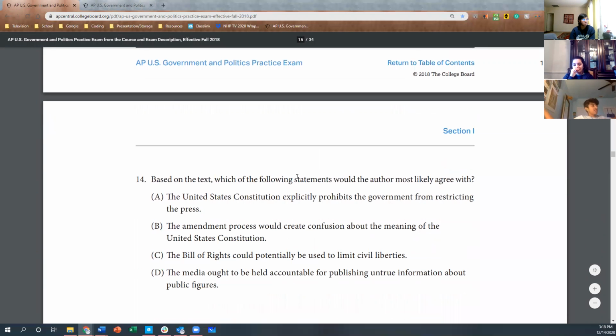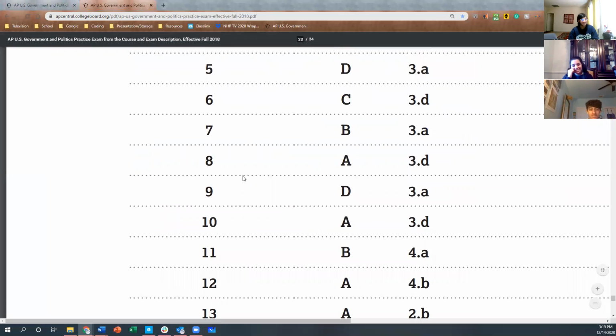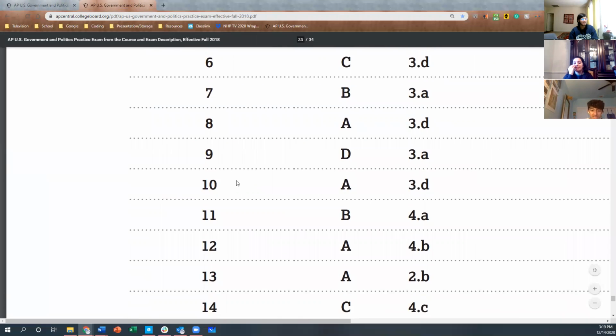Based on the text, which of the following statements would the author most likely agree with? The U.S. Constitution explicitly prohibits the government... Maybe, but... B is the amendment process. No. The Bill of Rights could potentially be used to limit civil liberties. Technically, yes, because that's what Hamilton is arguing. So likely that's the answer. Media ought to be held accountable. No. I think it's C. C is the better answer, more directly.